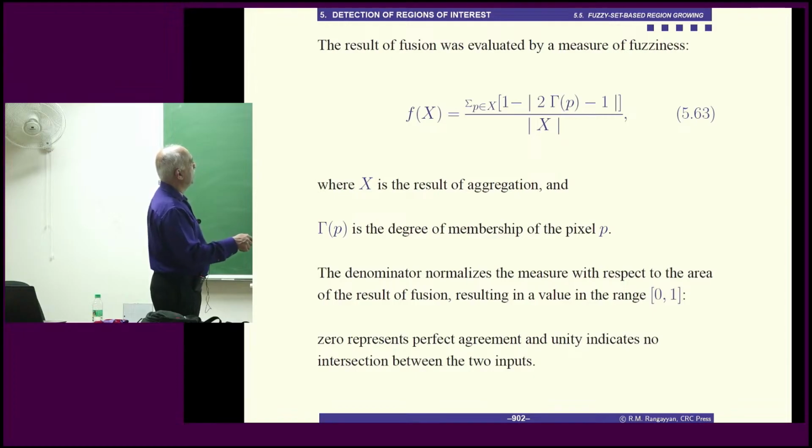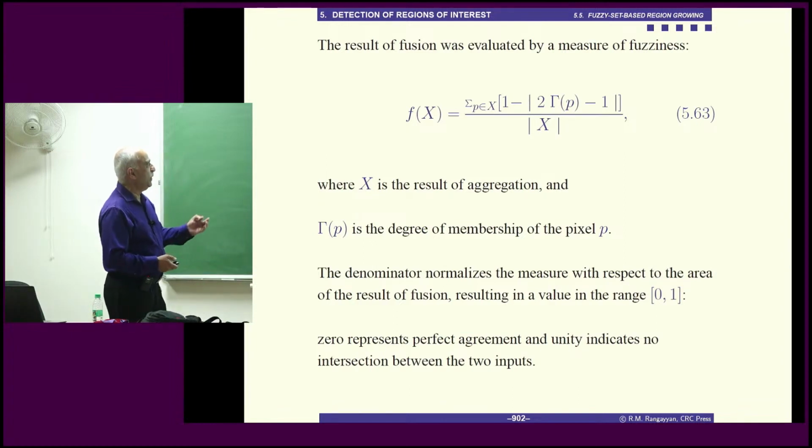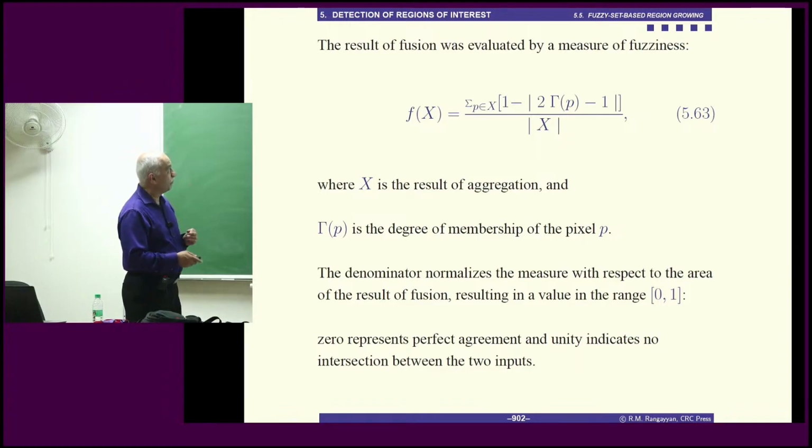Fx, where x is the result of aggregation, and gamma p is the degree of membership of the pixel p. The denominator normalizes the measure with respect to the area of the result of fusion. And 0 here represents perfect agreement. Unity indicates no intersection between the two inputs.